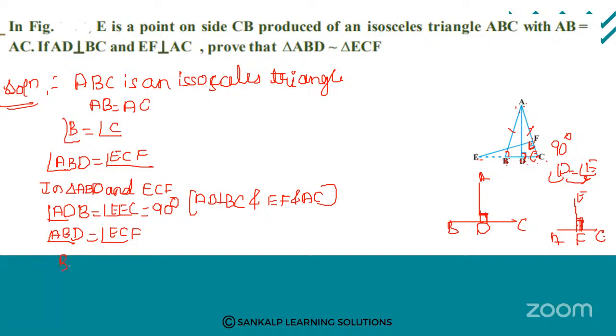Therefore, by AA criteria of similar triangles, we can say that triangle ABD is similar to triangle ECF. Right? In these two triangles, two angles are equal. So when two angles are equal in two triangles, by using the AA criteria, we can say that the triangles are similar. So by AA criteria, triangle ABD is similar to triangle ECF. Hence it is proved, right?